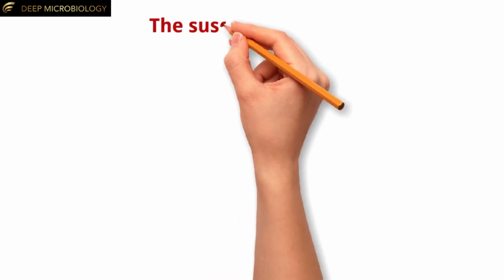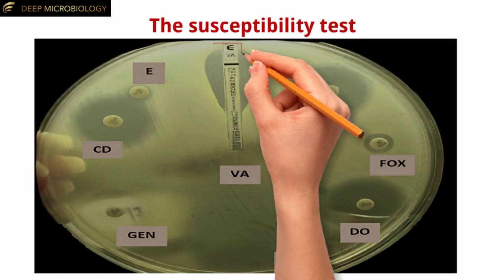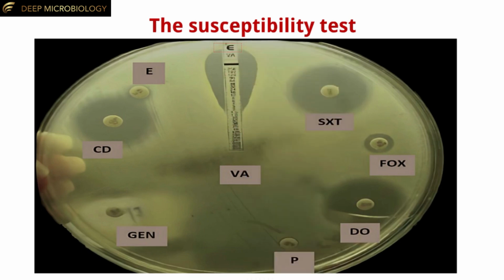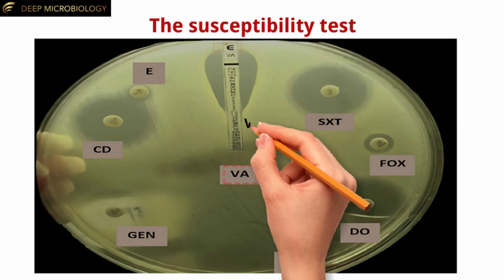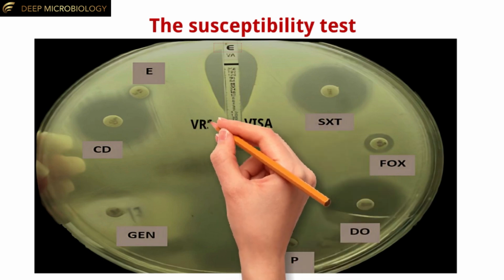The susceptibility test was performed using disc diffusion test for most antibiotics, and an E-test for vancomycin. Why? Because vancomycin minimum inhibitory concentration, which indicates the lowest concentration of an antibiotic that inhibits visible bacterial growth, is very tricky, and the E-test confirmed the vancomycin MIC, ruling out vancomycin-intermediate Staphylococcus aureus and vancomycin-resistant Staphylococcus aureus.